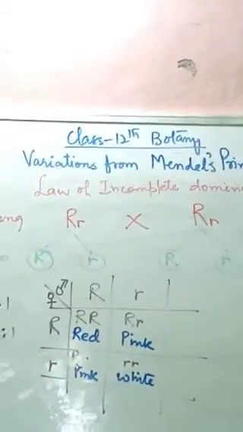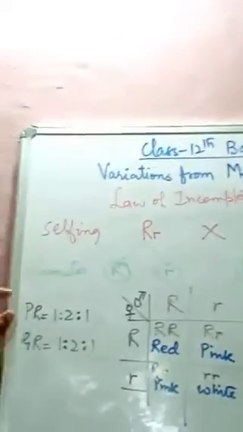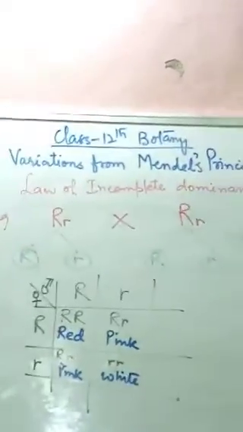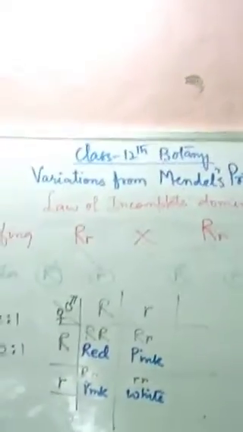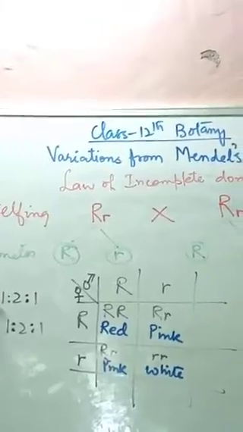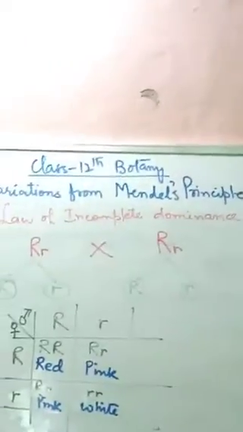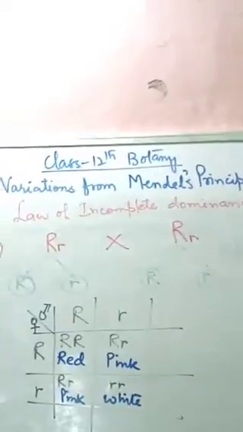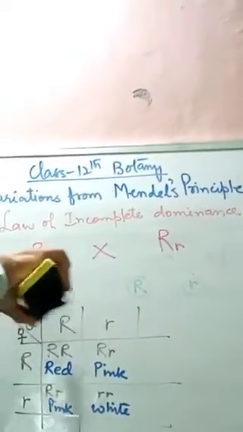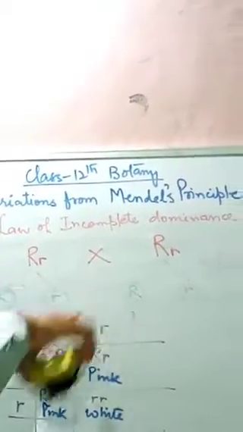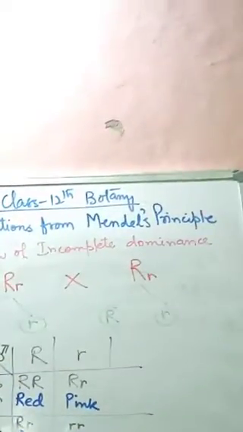But in normal Mendelism, the phenotypic ratio comes to 3:1. So here we see that the dominant gene does not fully express itself. This is called the law of incomplete dominance, and this was the example of the four-o'clock plant and the snapdragon flower.